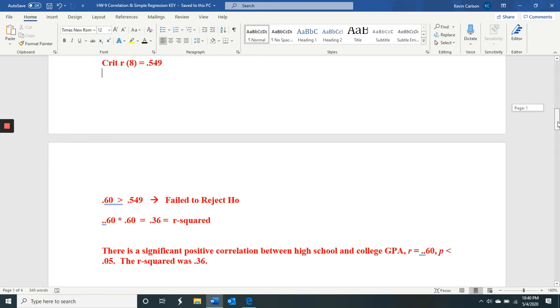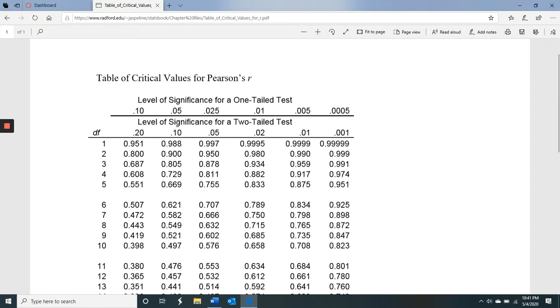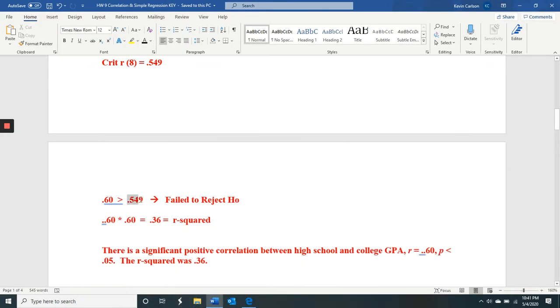We have 8 degrees of freedom. Why 8 degrees of freedom? We have 10 people and we have 2 variables, so we have to take 2 degrees of freedom off. So 10 minus 2 is 8. We go to our little table here. Remember, we do one tail, and we have 0.05. We have 8 degrees of freedom, so 0.549 is the critical value, right here. Sorry about that. There's something wrong here. I'm going to correct this. We reject the H0 because what we calculated is greater than the critical value.